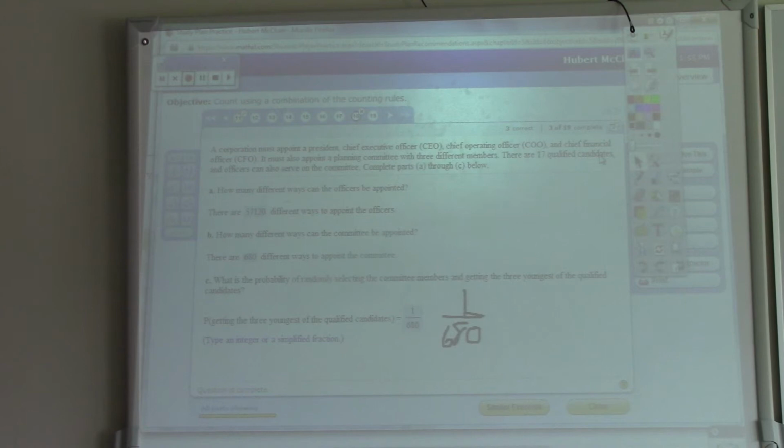Well, how many members is it on the committee? 3. They're asking for the youngest 3. So the youngest 3 being on the committee, how many are there? There's only 1 because of the youngest 3. So it's kind of a trick question. They couldn't ask for the second to the youngest because then there would have to be a different type of problem. Okay? So that's the test question.